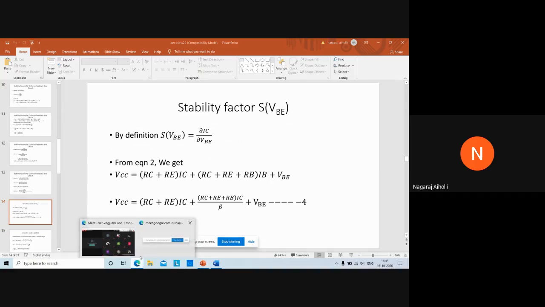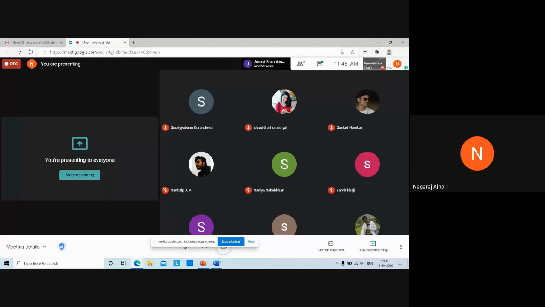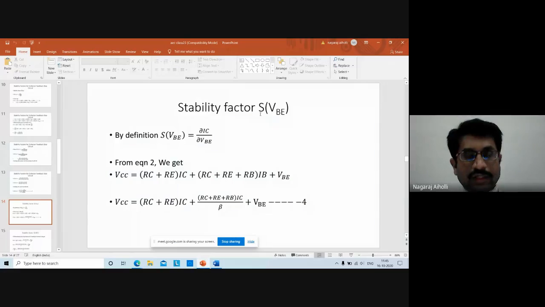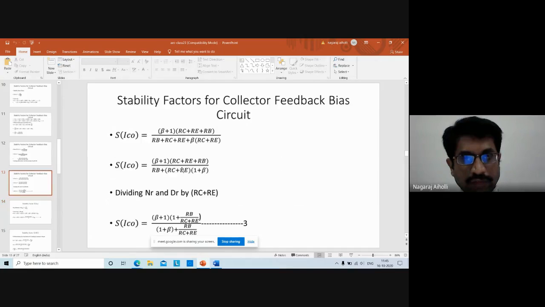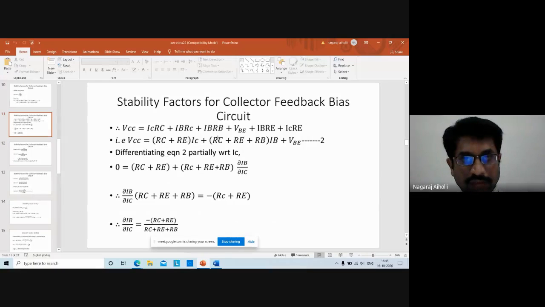In continuation, today we will be discussing S of VBE and S of beta. We know that S of VBE is dou IC by dou VBE, that is the change in collector current with respect to base to emitter voltage. Let us consider equation 2, the equation we used for the input portion of the collector feedback bias circuit: VCC is equal to RC plus RE into IC plus RC plus RE plus RB into IB plus VBE.